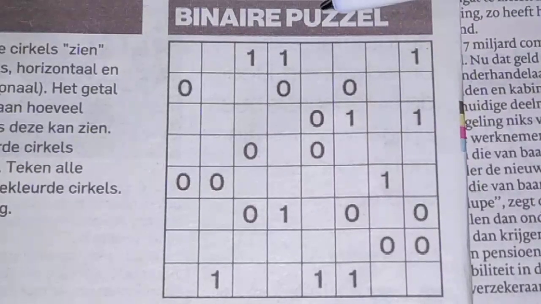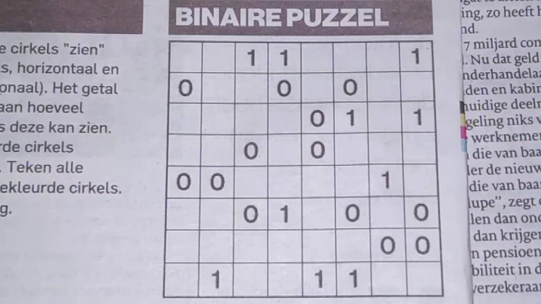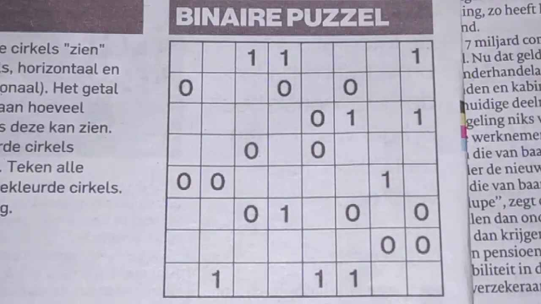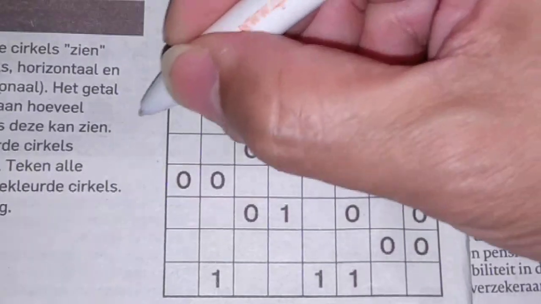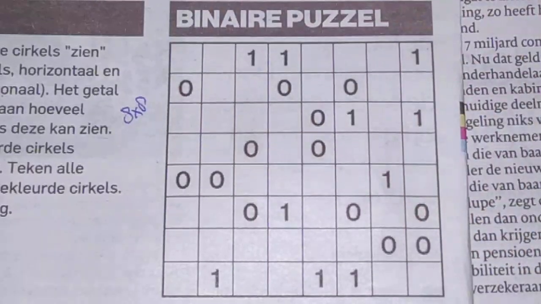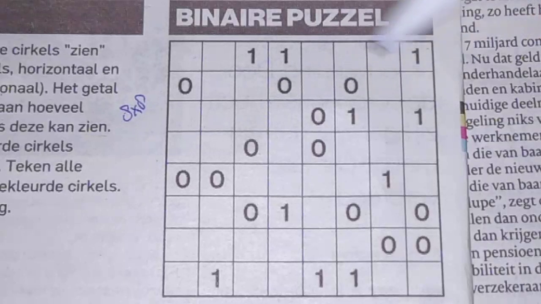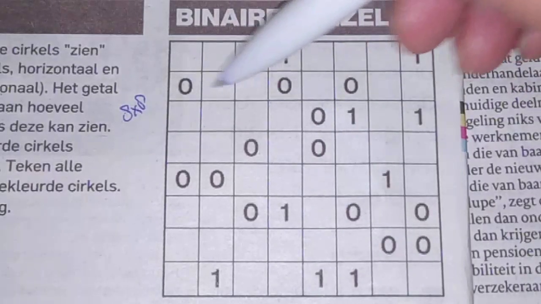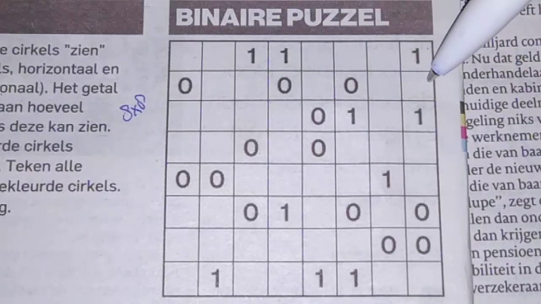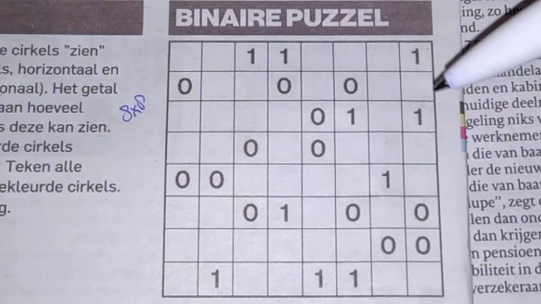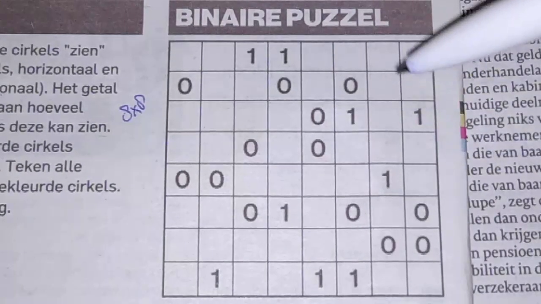And what kind of binary puzzle is this? Let me count. 1 2 3 4 5 6 7 8. It's an 8 by 8 binary puzzle. That means in a row or in a column, there's always 4 O's and 4 1's. So let's get started.